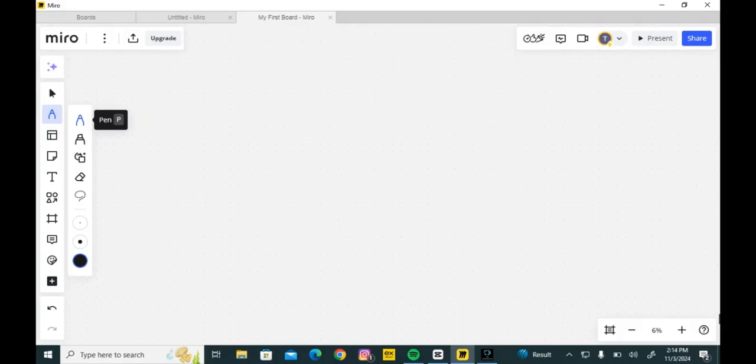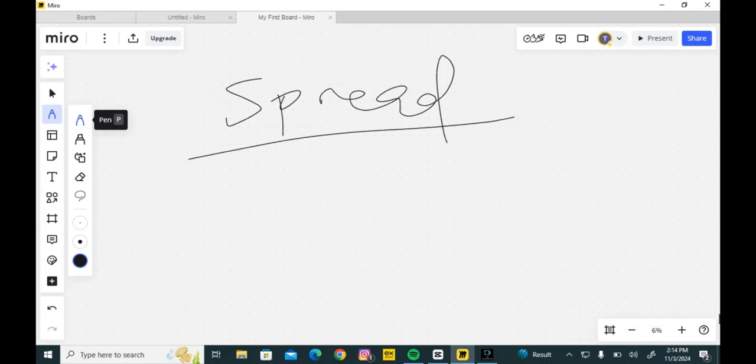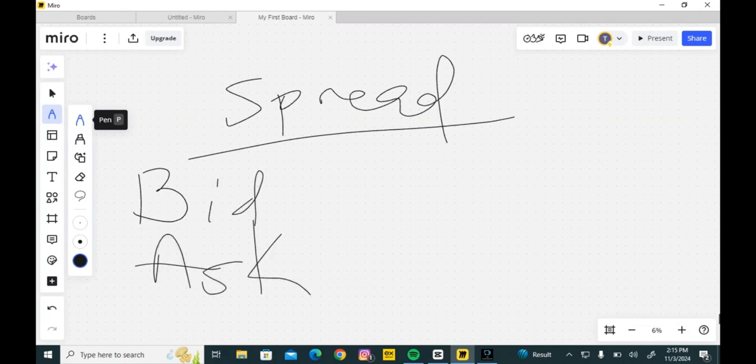All right, on to the next terminology, which is spread. So what's spread? Spread is the difference between the bid and the ask price. So what is bid and what is ask? The bid price is the price at which you can sell the base currency, and the ask price is the price at which you can buy it.